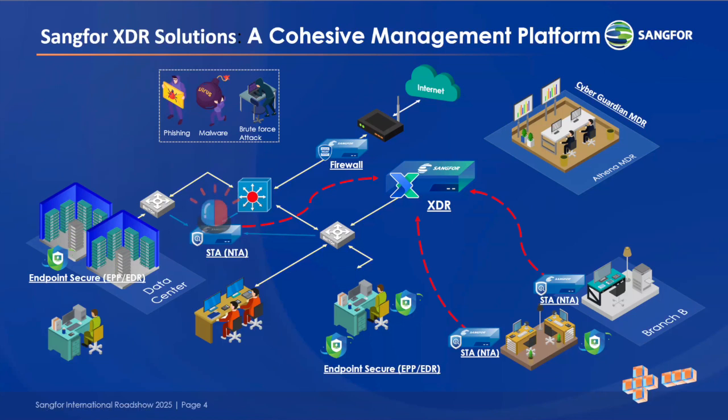So everything will be automatically resolved. That is our architecture. XDR is the brain. Endpoint is more like your arm, and the firewall is more like your leg. And you also have eyes to monitor and give you visibility, which is our NDR. So the architecture is very clear.